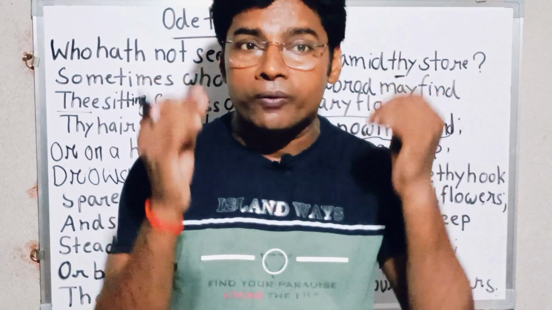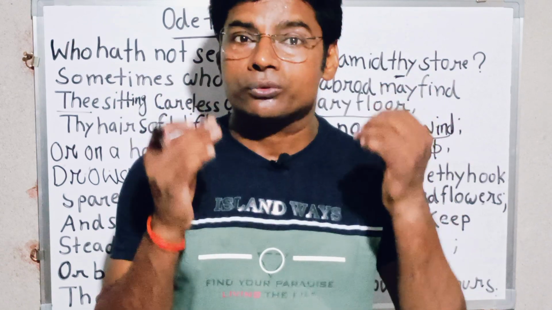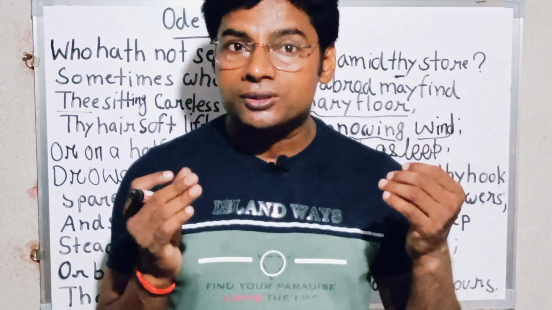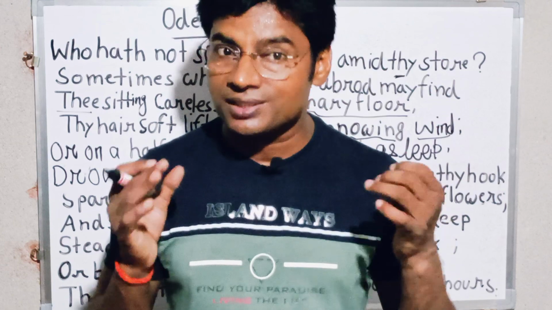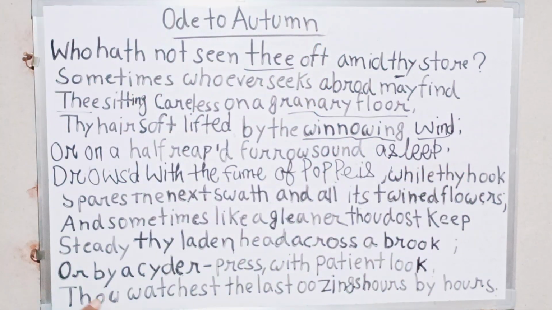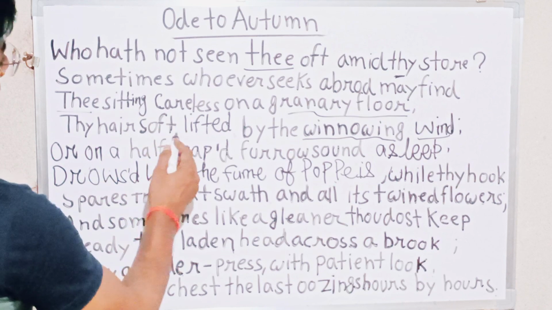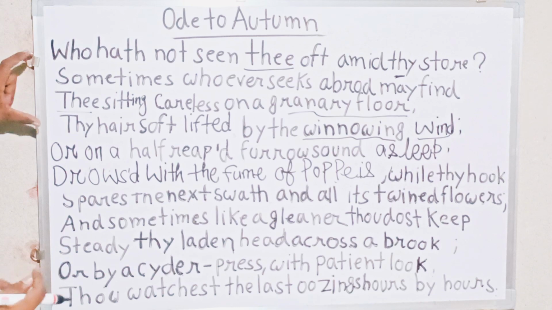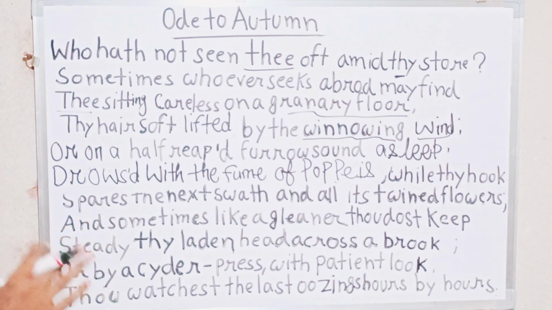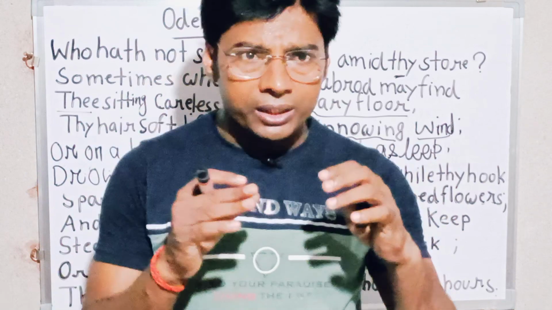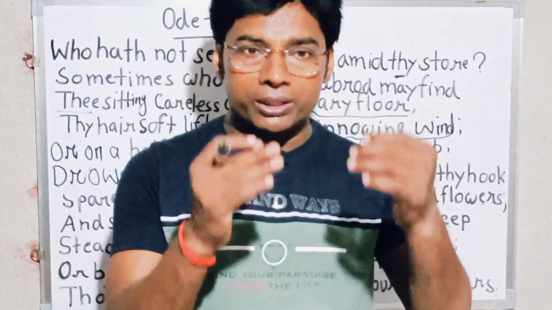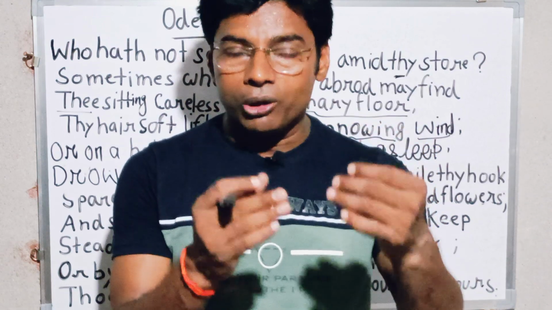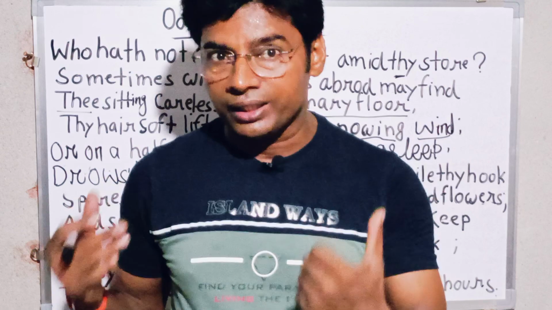One should at once understand or realize which season is going on, or which season has set in: autumn. "See, thy hair soft, lifted by the winnowing of the wind." So in the first four lines of the poem, he simply places the subject or the theme of this second stanza.